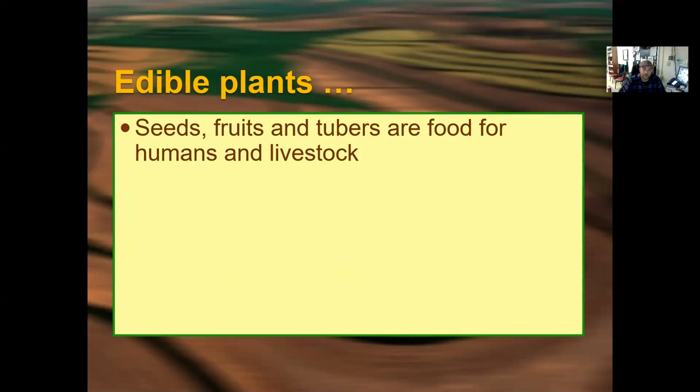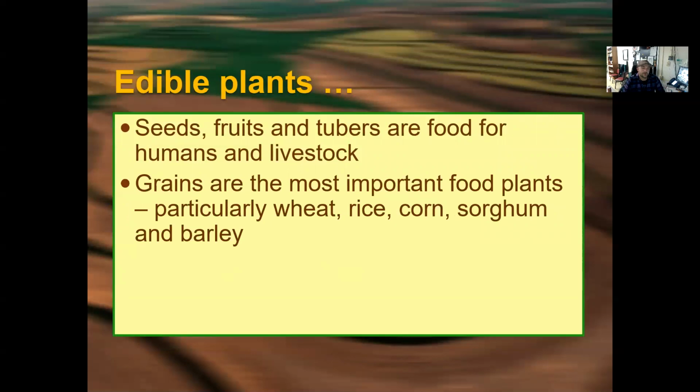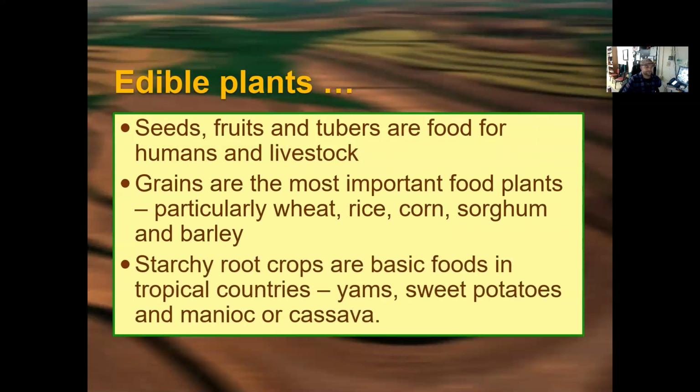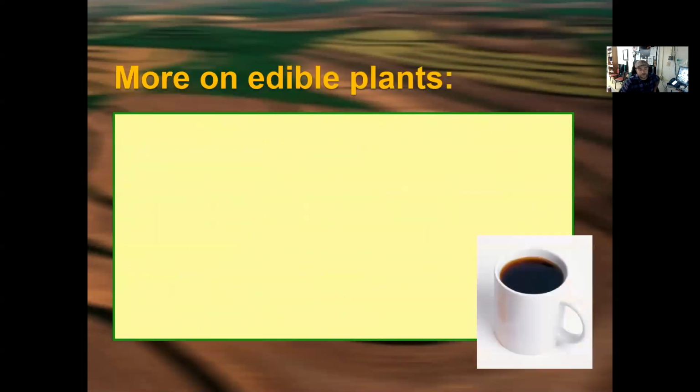And then there's foods that are grown for us and not so much for livestock. So grains are the most important food plants, particularly wheat, rice, corn, sorghum, and barley. And starchy root crops are basic foods in tropical countries. So that'd be like yams, sweet potatoes. You definitely want to have a warmer climate, so they definitely do better in tropical countries.